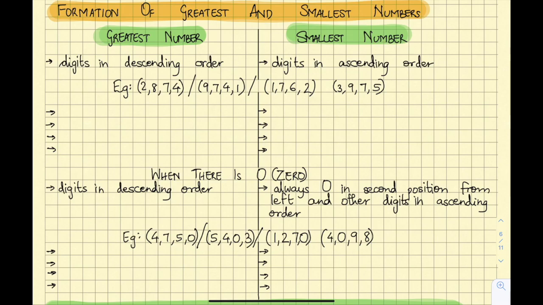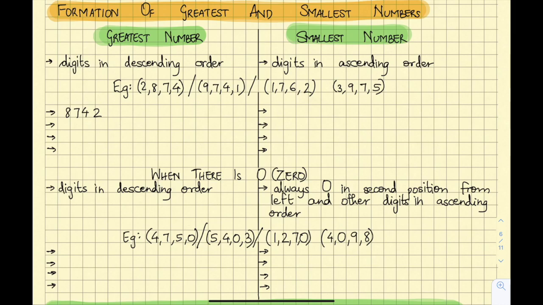Now first set of number has got digits 2, 8, 7 and 4. So we want to make the greatest number, and for greatest number what do we do? Yes, we arrange the digits in descending order. So when I arrange 2, 8, 7 and 4 in descending order, what I get? Highest, largest number is 8. Then we have 7 and then 4 and then 2. So 8742 is the greatest number.